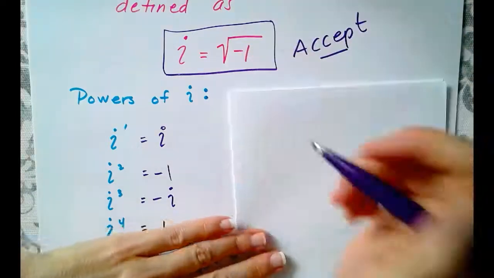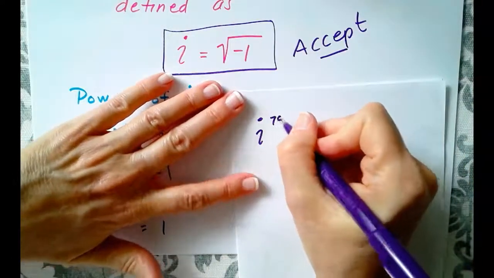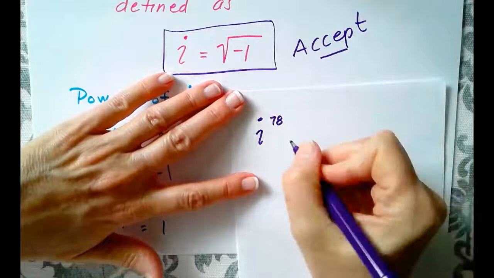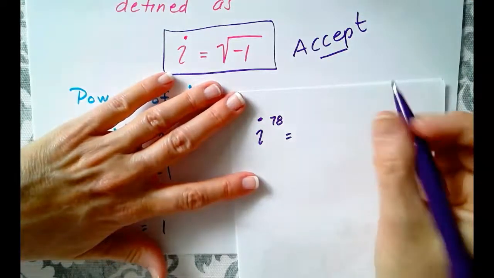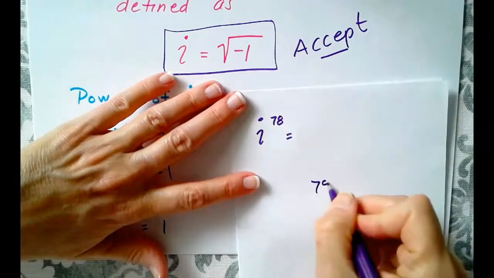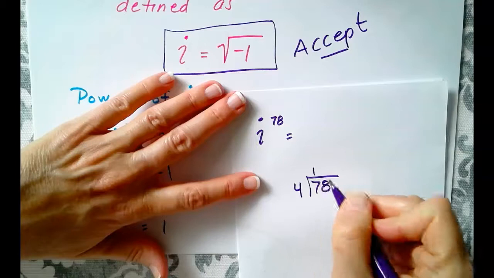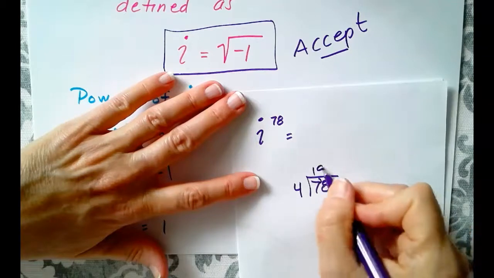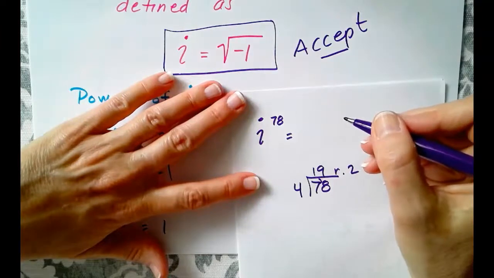So let's say we look at i to the 78th power. Well, how could we write this? First of all, if we take 78 and divide it by 4, it goes 19 times, remainder 2. So we could write it like this.